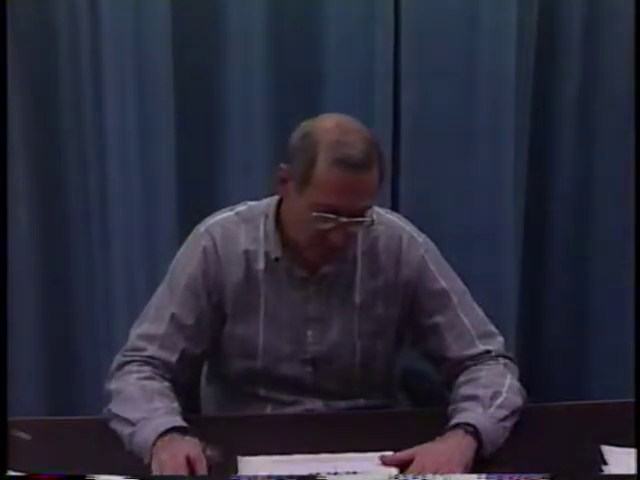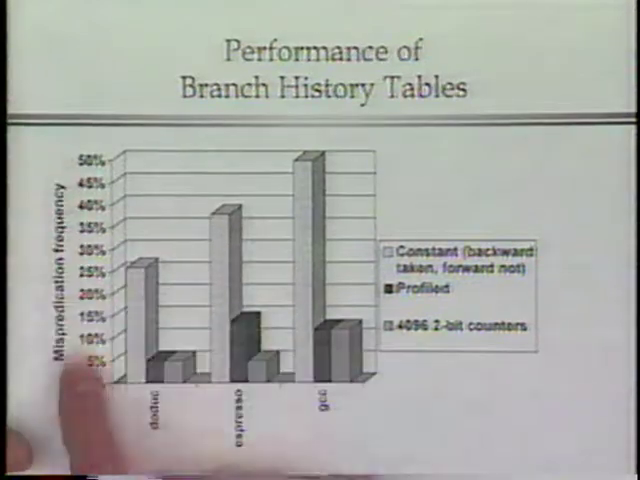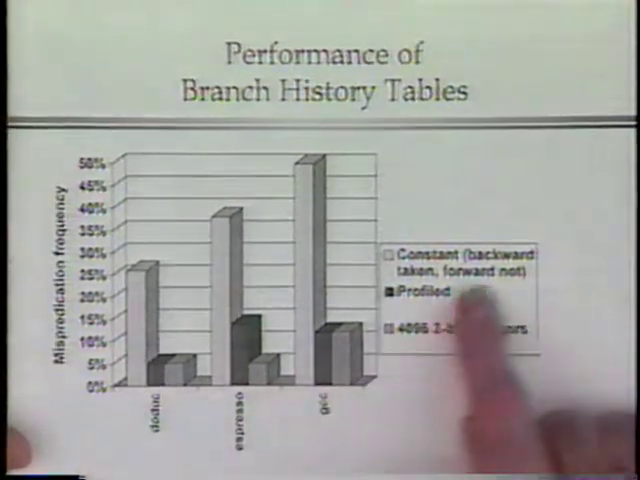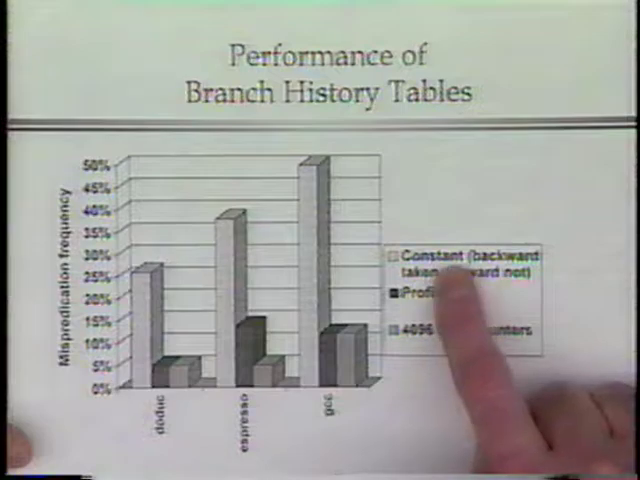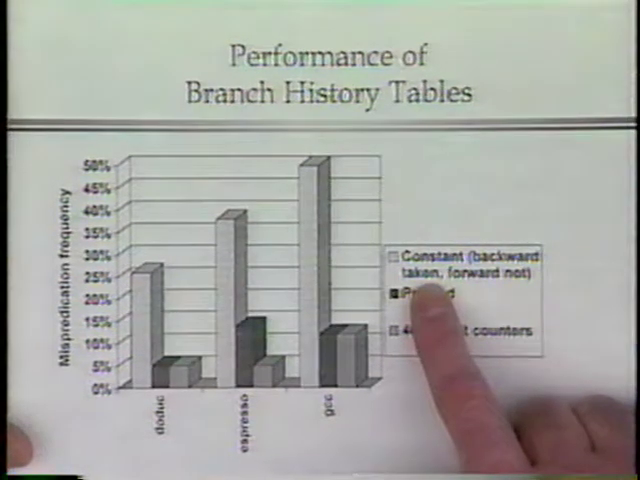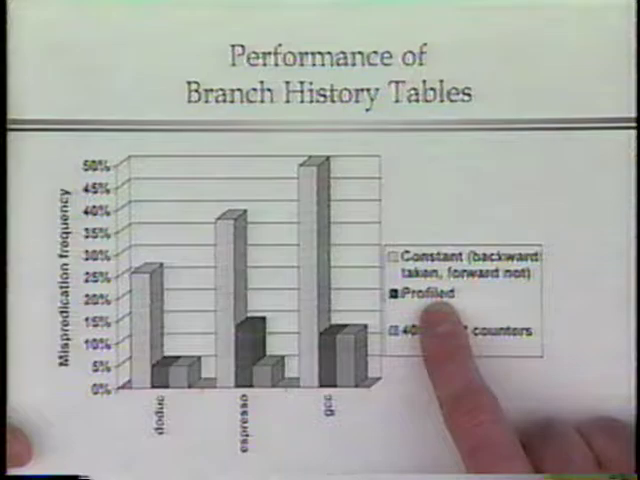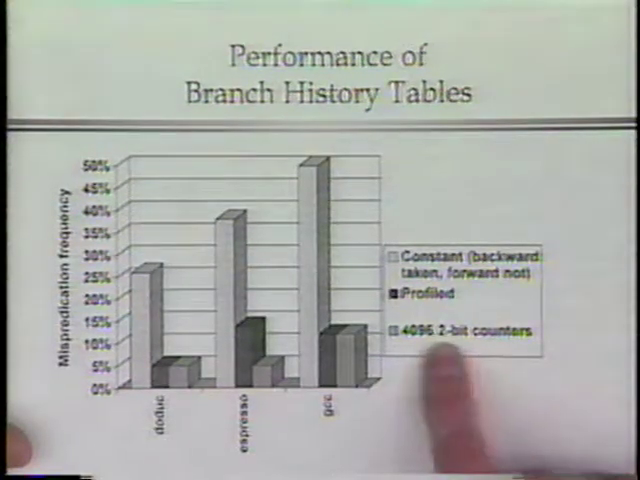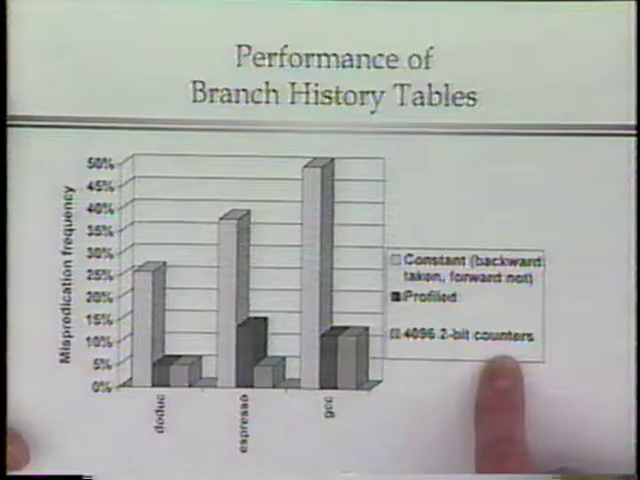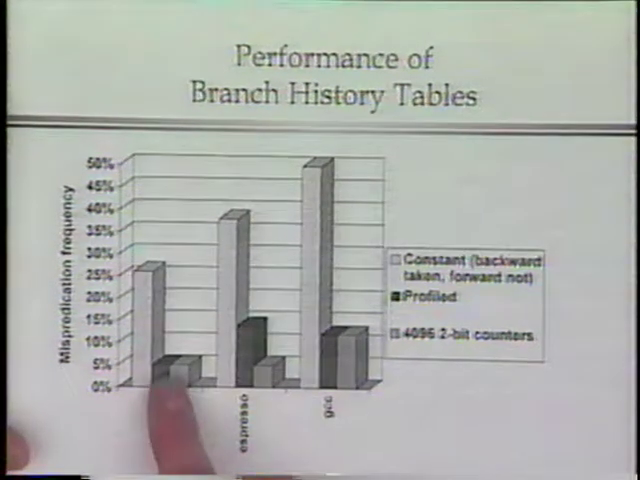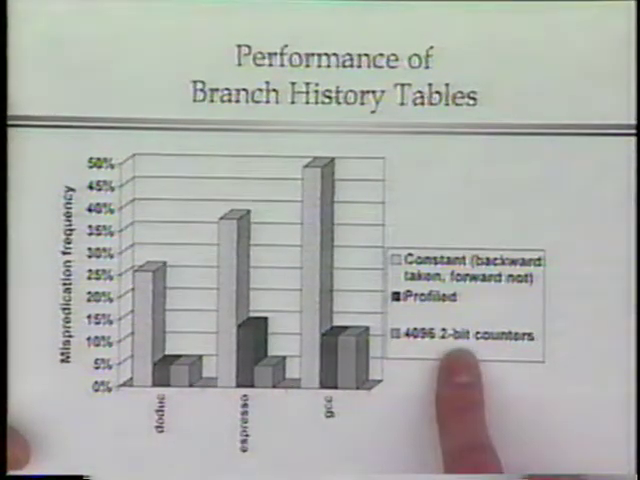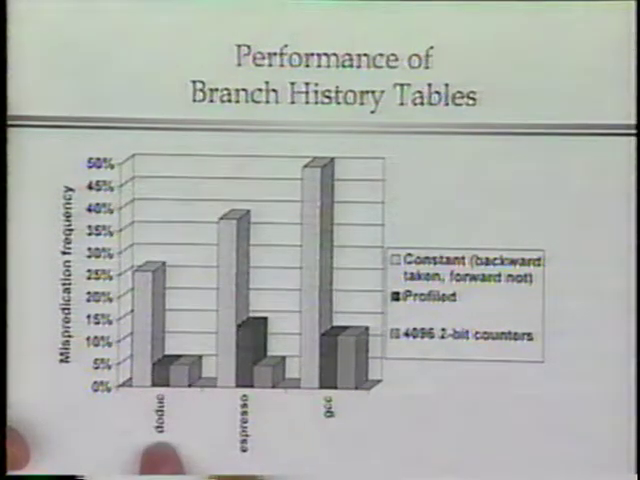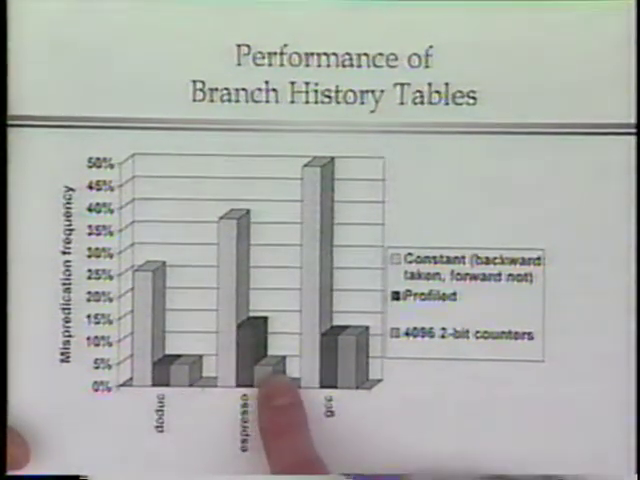So let's take a look at some numbers that see how good a scheme like that does. This chart shows the misprediction frequency as on the previous chart for the constant case of assume a backward taken and forward not taken, and a profiled case, and then a non-profiled case which uses the 2-bit branch history table that we've been describing. And basically what you see is that the 2-bit counter does at least as well as the profile, and in fact in some cases does significantly better.